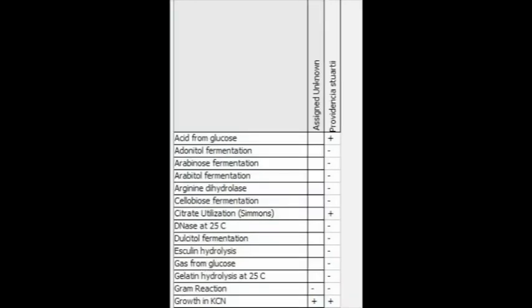If you choose your tests well and get your results correct, you'll come to a point where there is only one microbe left in the matrix, and that's your identity. If you don't have any left in the matrix, that means you made a mistake on one of your tests.